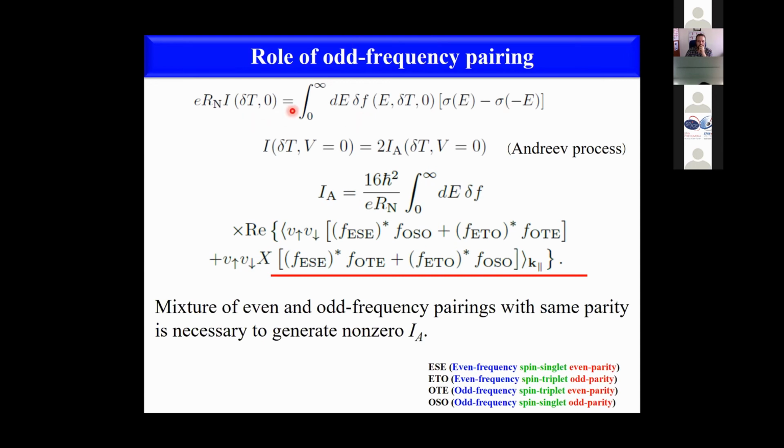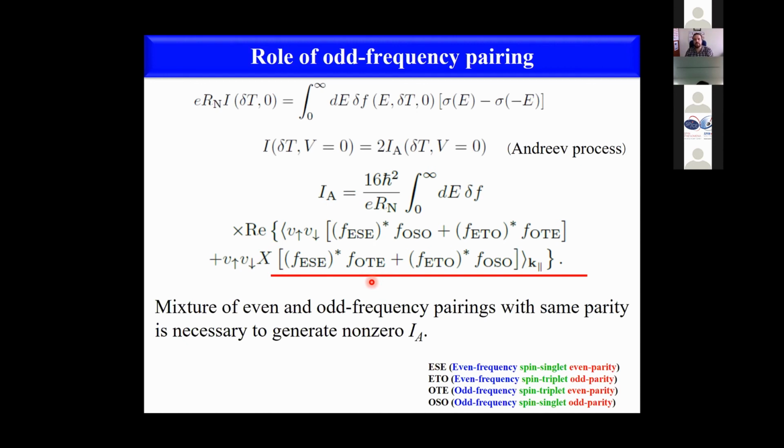Actually, this thermoelectric current can be expressed by Andreev process. And if you carefully decompose into this Andreev process, it can be written like that. It's a product of even frequency pairing and odd frequency pairing. But first term disappears after angular integral because the parity of this term is odd as a function of theta, injection angle. On the other hand, the latter term survives. So it's interesting that this is a mixture of even frequency spin singlet to even and odd frequency triplet to even. So mixture of even and odd and mixture of singlet and triplet. Then after averaging the momentum direction, this term survives, and this term contributes to the non-zero thermoelectric current.